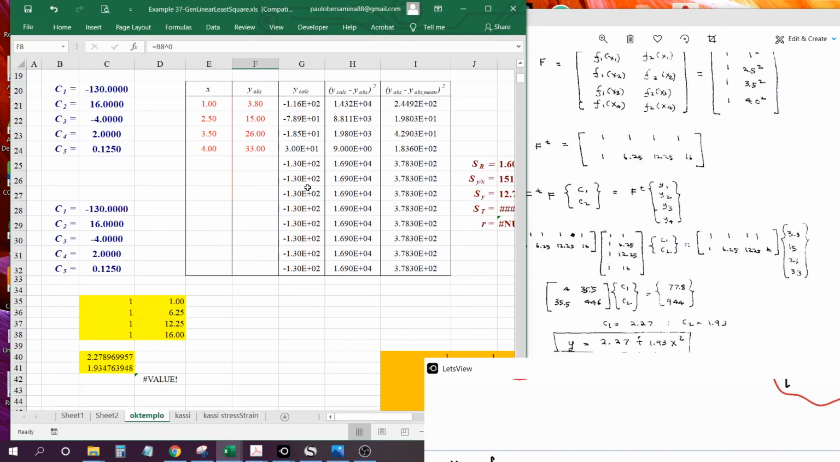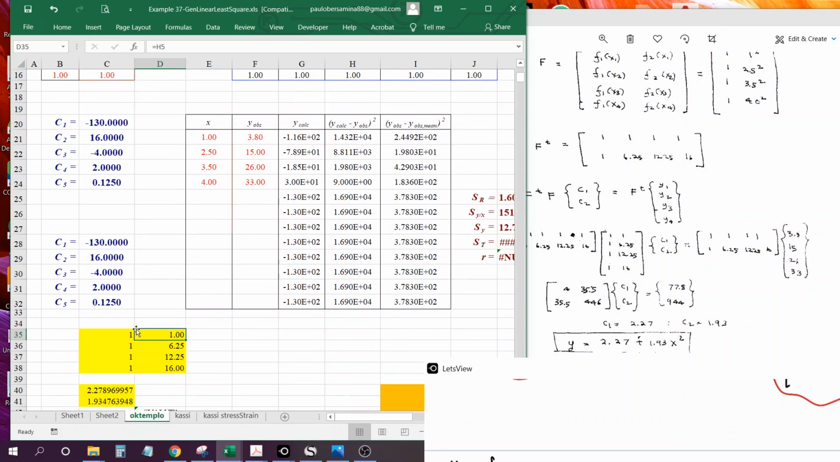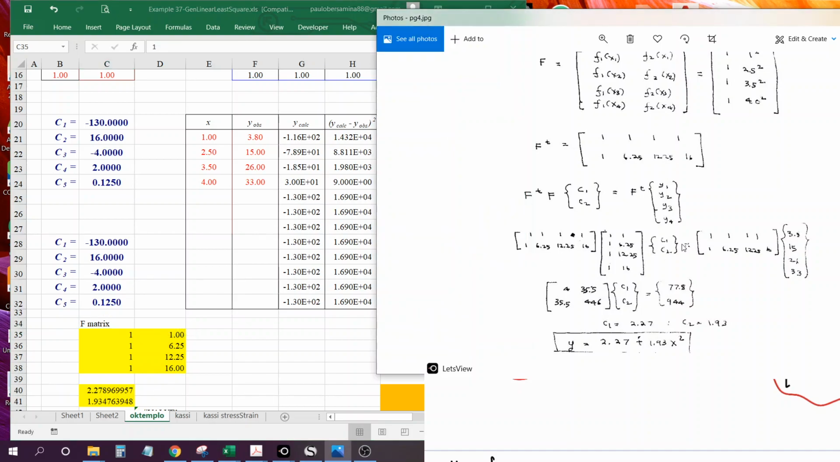So I have to make another matrix. Call this F. So this is my F matrix. F matrix, right? So see, this is my F matrix.